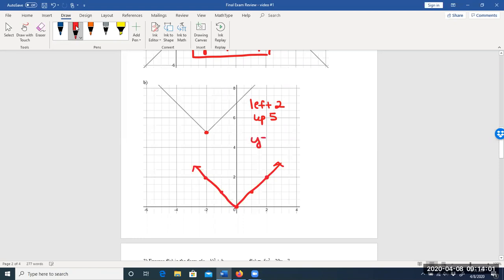So for my equation, here are my absolute value bars. Left 2 is the one that's counterintuitive. I'm actually going to do x plus 2 inside the bars. The up and down I would say is intuitive. Up, I'm going to add. If it were down, I would subtract. But this would be my new equation, because the graph has been shifted left 2 and up 5.